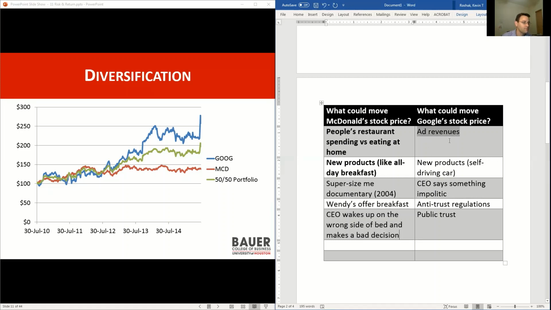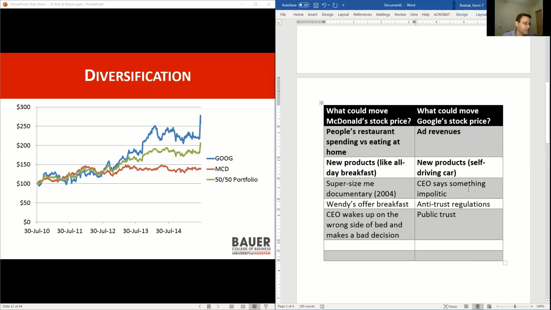Turning toward Google, well, the ad revenues, that's their bread and butter. That's very systematic. When people are spending more money, advertisers are willing to spend more on advertising, and that's going to drive Google's stock price. Similar with new products. If they develop this self-driving car, they're not going to be able to sell it in a recession, right? You're not going to buy a new car, especially a new kind of high-tech car, if things are going badly. You're only going to do that if things are going well. So this would be systematically risky.